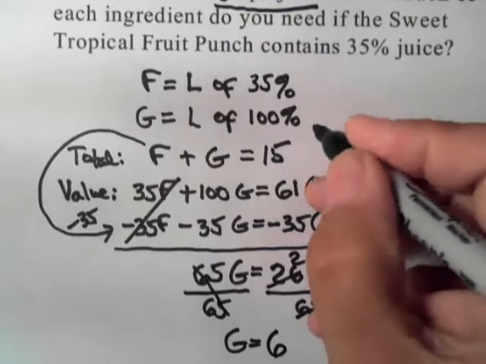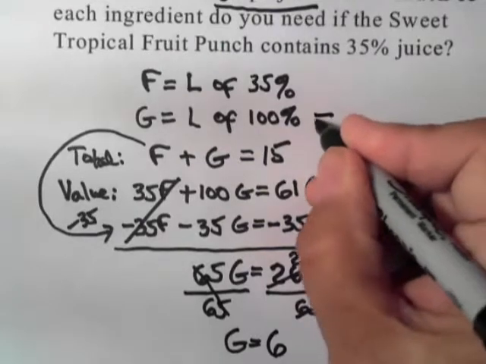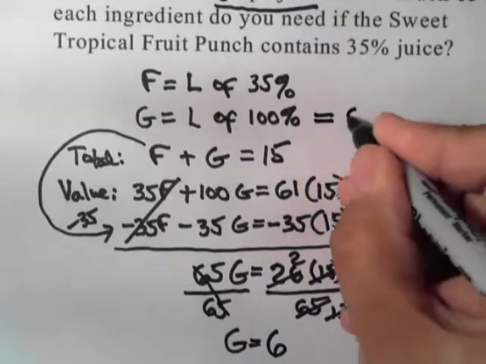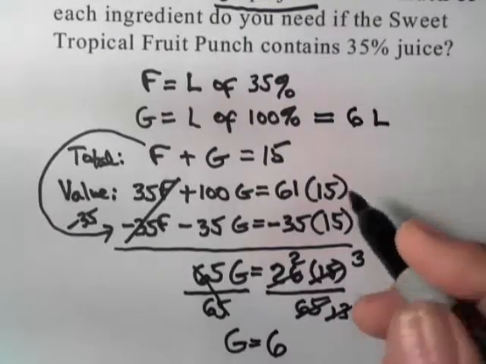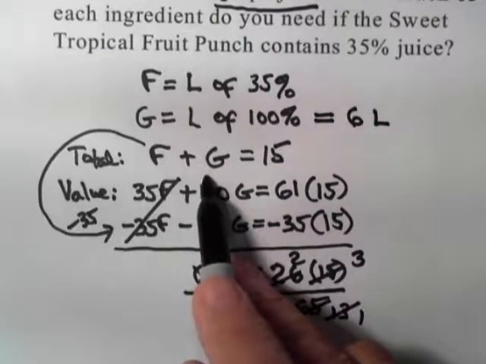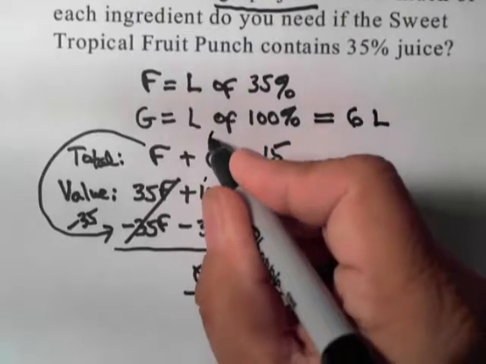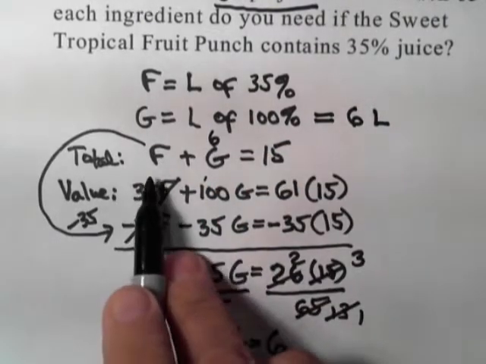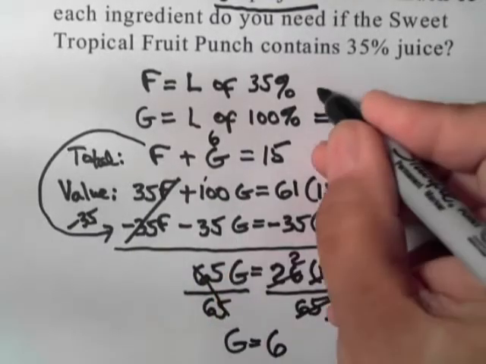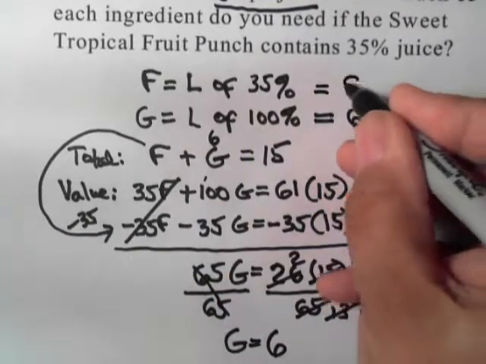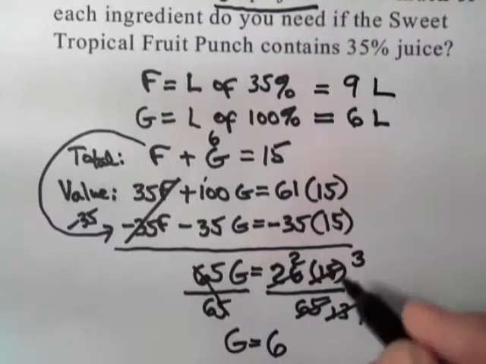So if we go back up here then, okay, this is going to be 6 liters of the grape juice. Now again, you can usually do this in your head. If G is 6, what's F have to be? I think F has to be 9, isn't it? 9 plus 6 is 15. So here we go, 9 liters.